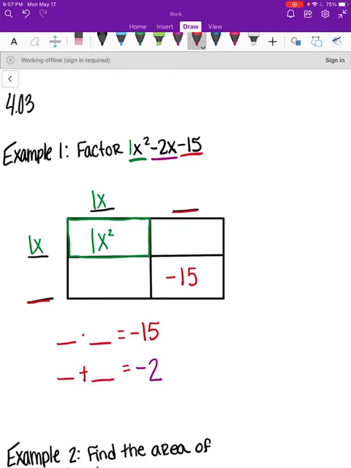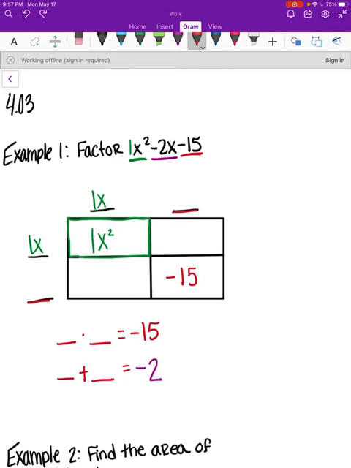Well, let's see, we can say, for example, 1 times negative 15 equals negative 15, but 1 plus negative 15 does not equal negative 2. So we know it's not 1 and negative 15. Now let's try negative 1 and positive 15. Negative 1 times positive 15 is negative 15, but negative 1 plus 15 is still not negative 2. It's not that. I know by now you're thinking 3 and 5.